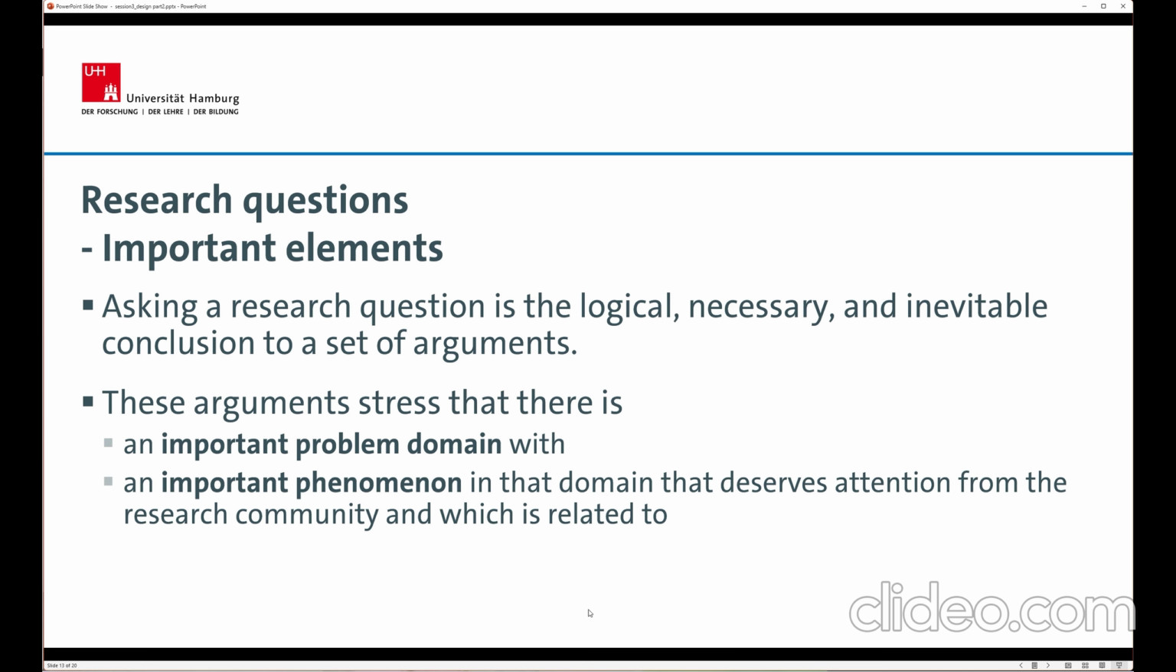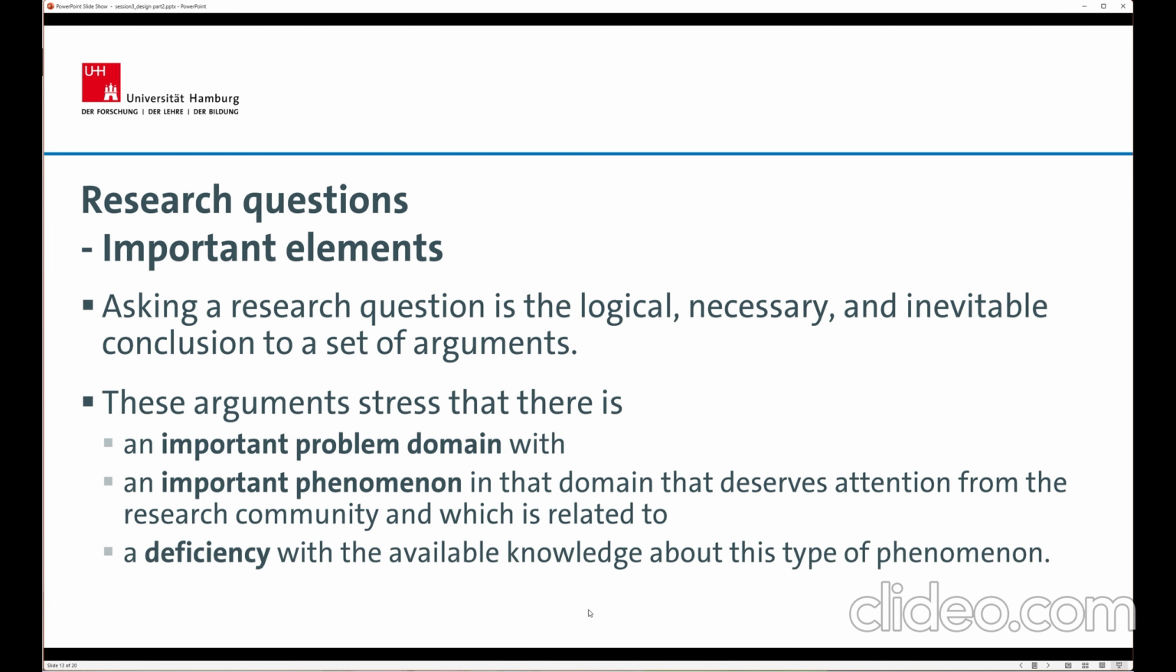The third part, which must also be given, is that for this phenomenon in that domain, there is a deficiency with the available knowledge about this type of development. So not only is there a domain that's important with a particular phenomenon that is non-trivial, relevant, and where the answer would matter to humankind, but also whatever we already know about this or related things is deficient. It cannot answer this. Maybe because there is no knowledge available. Maybe because there is knowledge, but it cannot apply to that. Maybe there are multiple answers and they are inconsistent with one another.